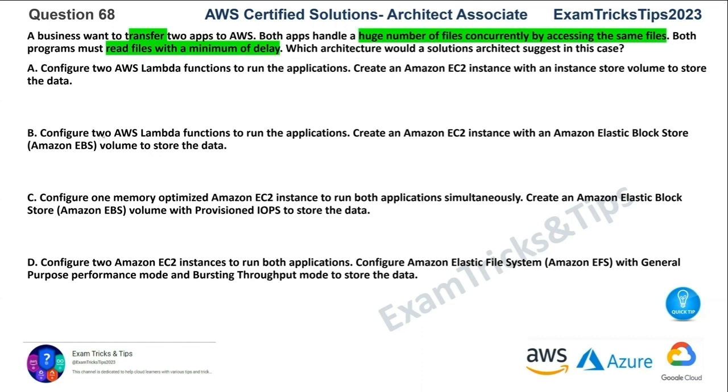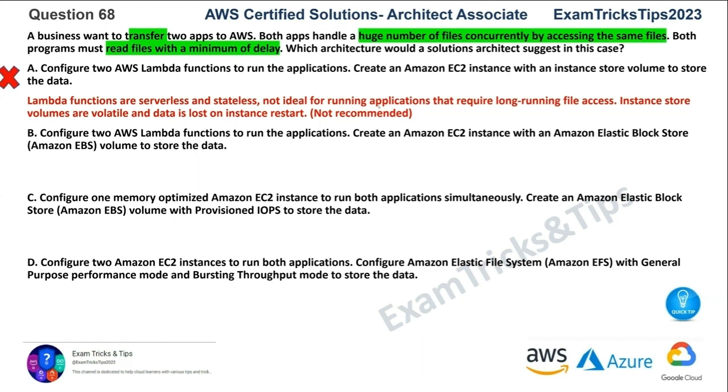So first, option A says configure two Lambda functions to run the application, and create an Amazon EC2 instance with an instance store volume to store the data. Lambda functions are serverless and stateless, but they're not ideal for applications with long-running file access, because we know Lambda functions expire after 15 minutes. Instance store volumes are volatile and data is lost on instance restart. So that's not recommended. Wrong answer in both respects. If the instance restarts, you would not have access to the data. So that's gone.